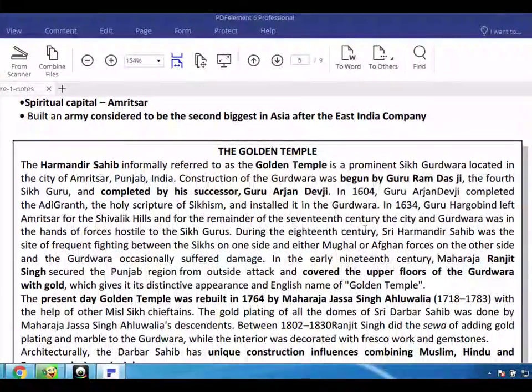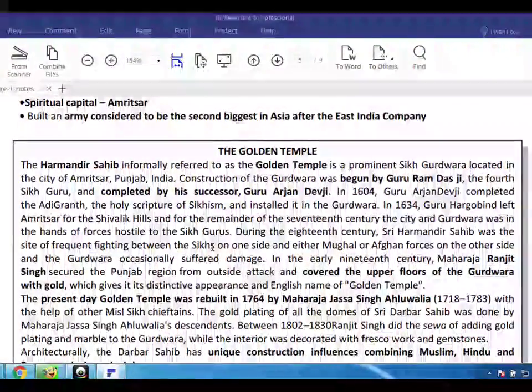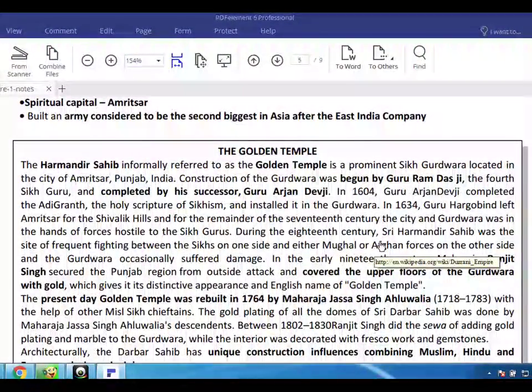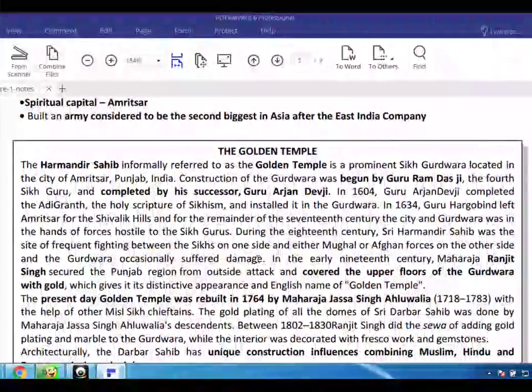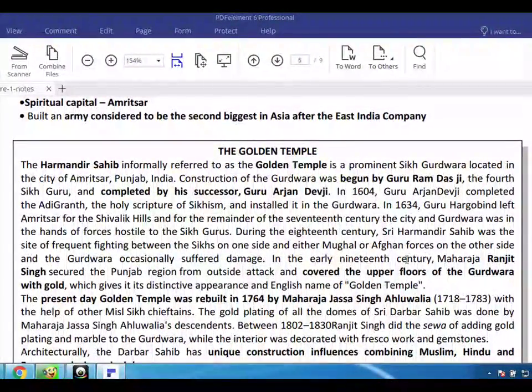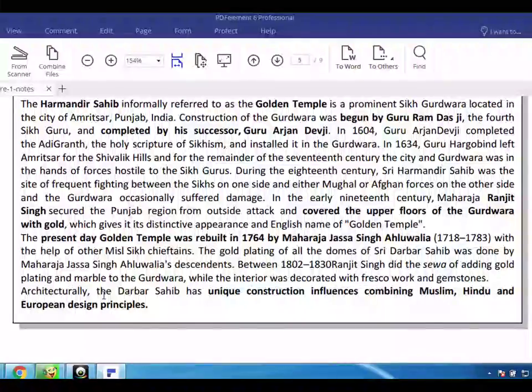During the 18th century, Sri Harmandir Sahib was the site of frequent fighting between the Sikhs on one side and either Mughal or Afghan forces on the other side, and the Gurdwara occasionally suffered damage. In the early 19th century, Maharaja Ranjit Singh secured the Punjab region from outside attack and covered the upper floors of the Gurdwara with gold, which gives it its distinctive appearance and English name of Golden Temple.